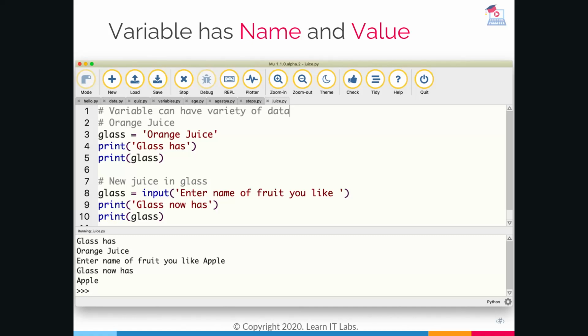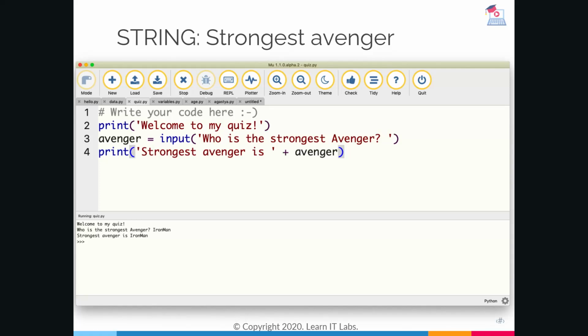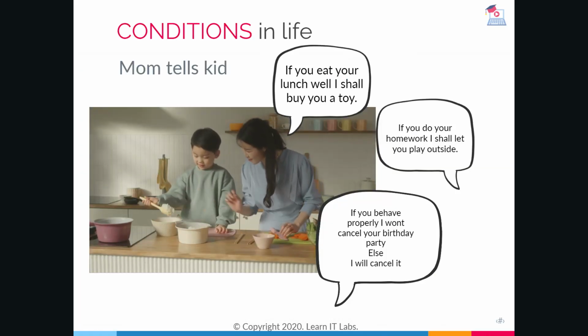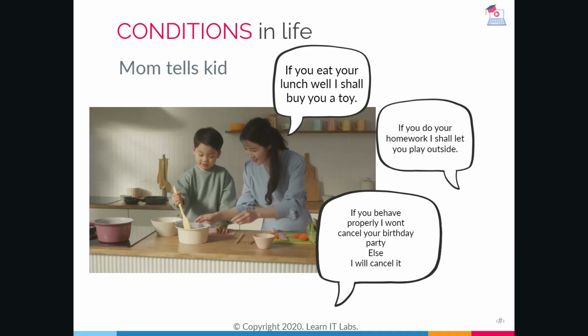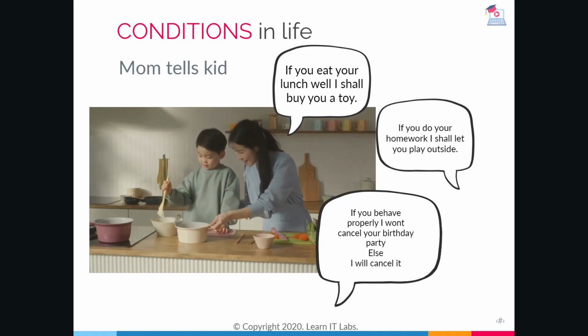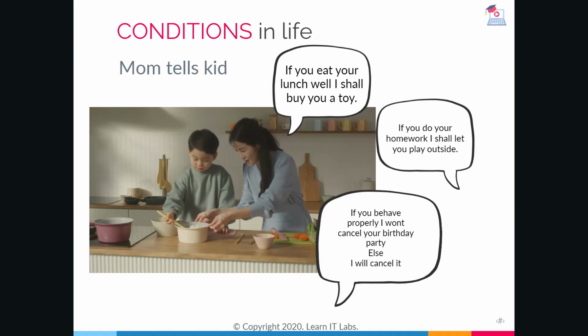Now, let's talk about conditions. We use conditions every day. Think about what your mom might tell you. She might say, if you eat your lunch well, I shall buy you a toy. Or, if you do your homework, I shall let you play outside. Here is a common one. If you behave properly, I won't cancel your birthday party. Else, I will cancel it. That, if, else, is exactly how we tell a computer to make decisions.